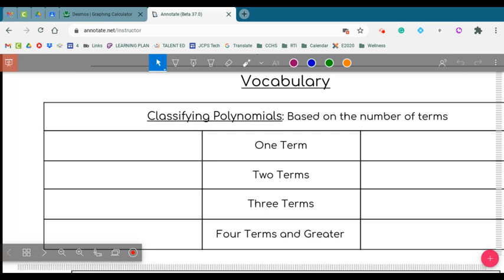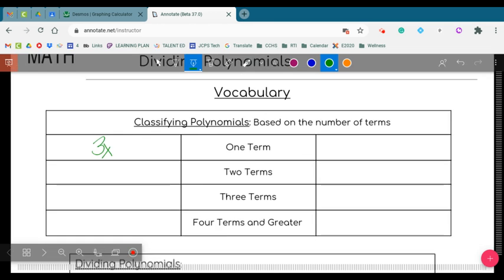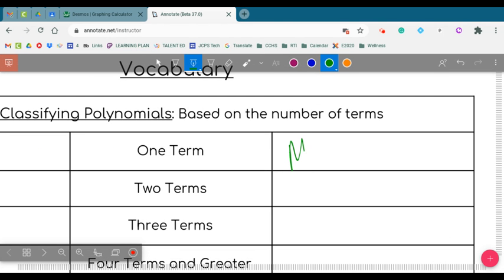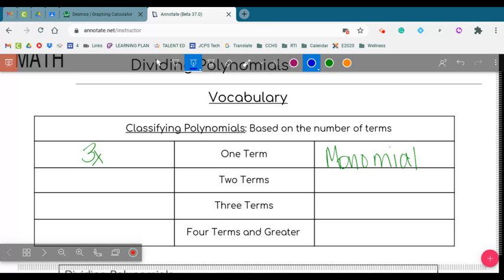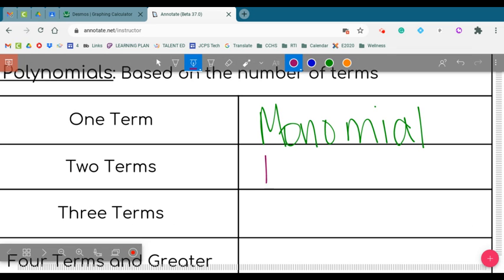So if you have one term, so let's say you just have 3x, one term is called a monomial. Okay, if you have two terms, so let's say we have 3x plus 1. You have two terms, 1, 2. This is a binomial. So an addition or a subtraction sign splits up the number of terms.